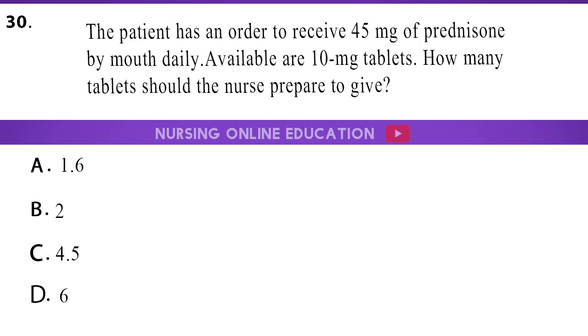30. The patient has an order to receive 45 mg of prednisone by mouth daily. Available are 10 mg tablets. How many tablets should the nurse prepare to give? A. 1.6, B. 2, C. 4.5, D. 6. The answer is option C, 4.5.